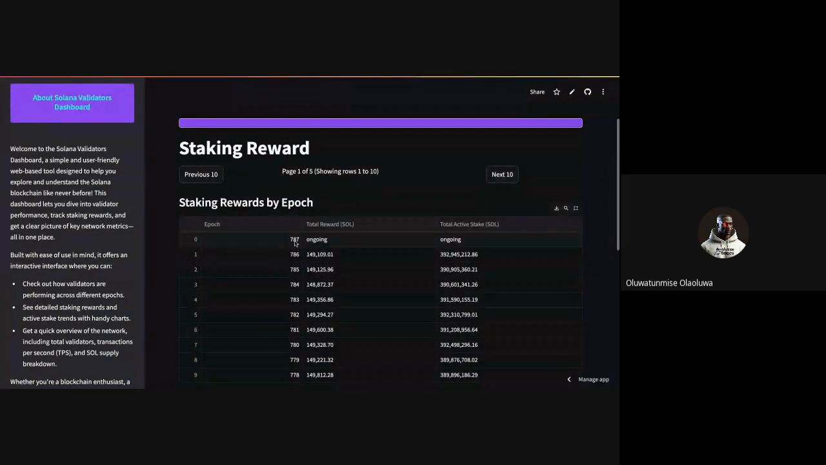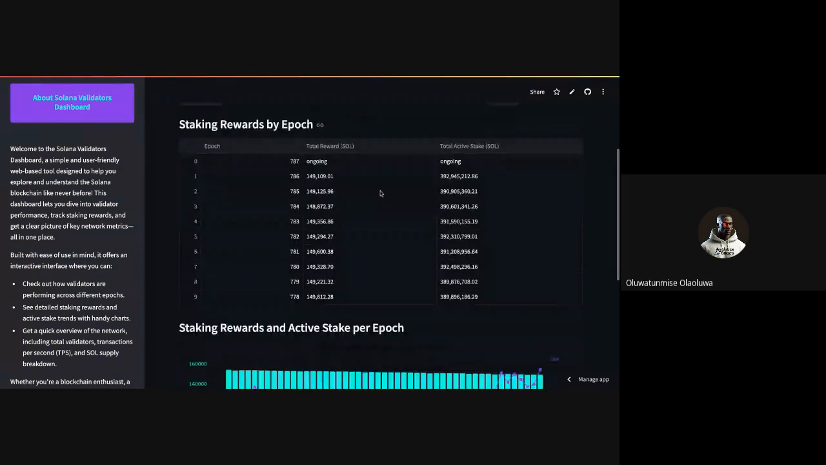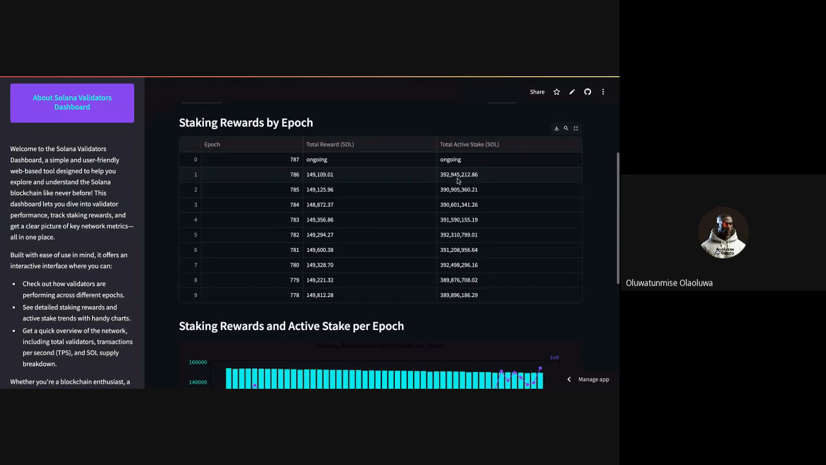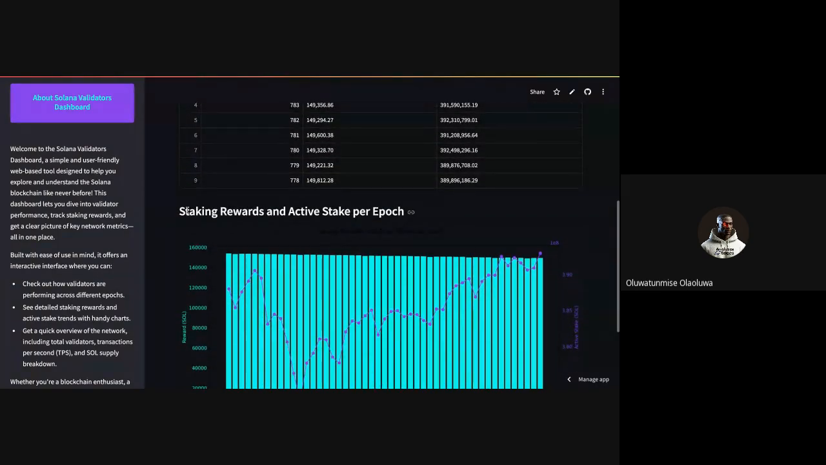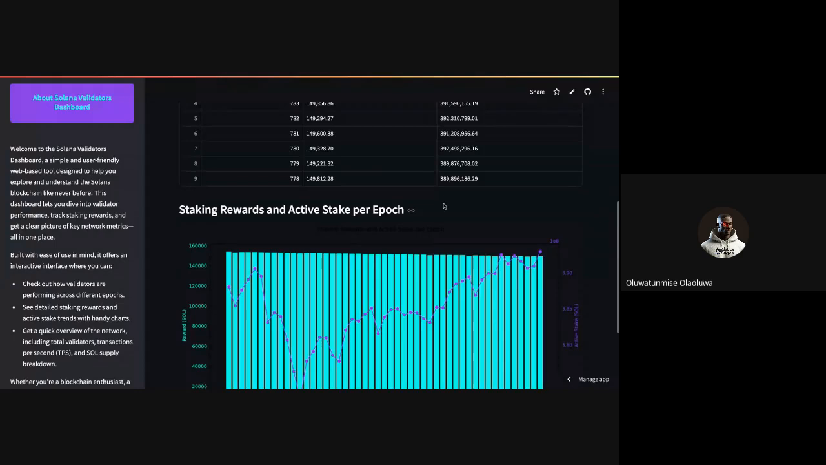So you can see now that epoch 787 is the ongoing epoch. I made it to reflect ongoing, because we cannot see the total reward until the epoch is concluded, but these are the total reward of previous epoch, as you can see, easily tracked here. So you can now see these are the total reward given to validators and all. And here we also look at staking reward and active stake per epoch.